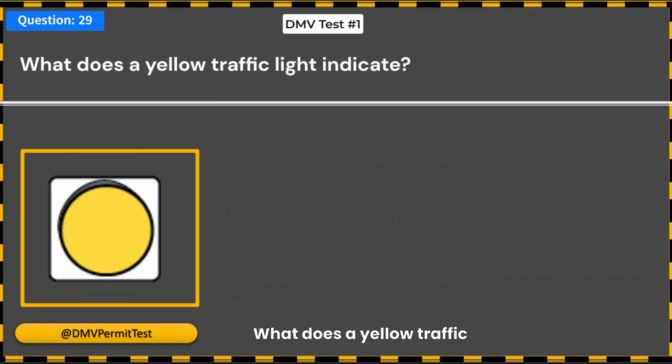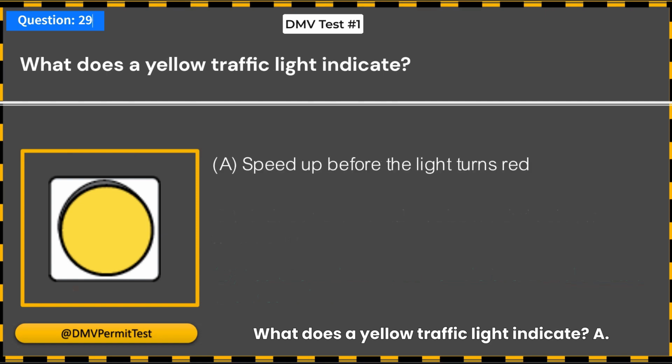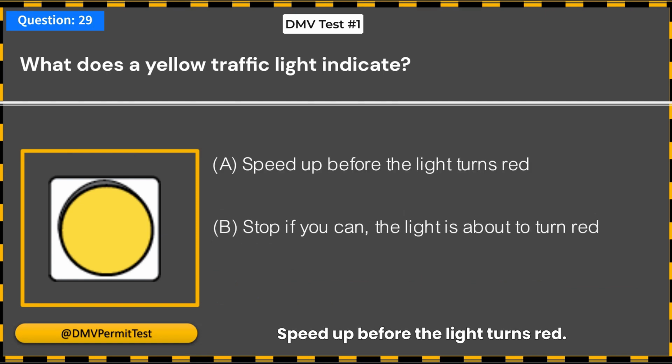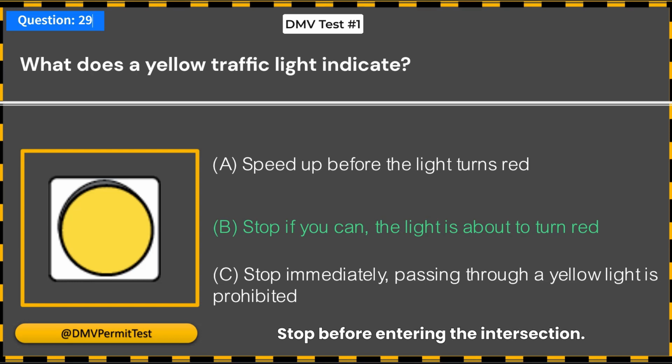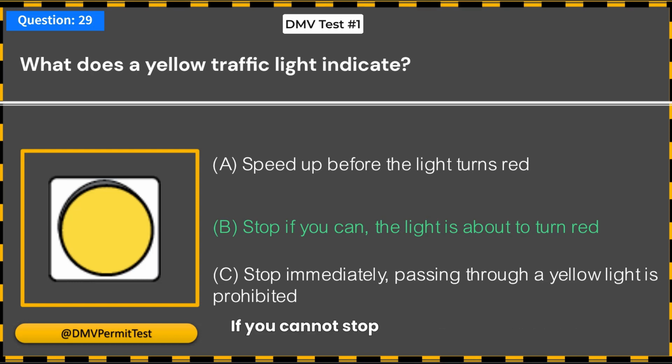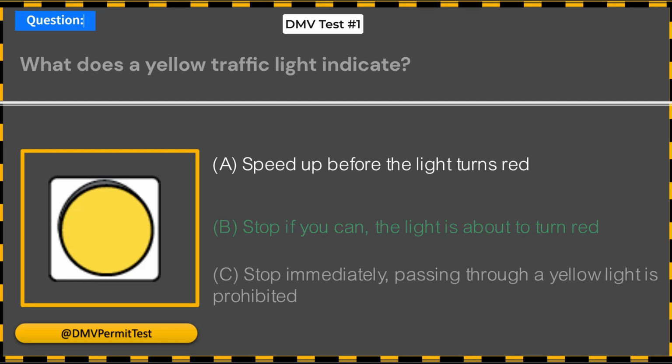What does a yellow traffic light indicate? A. Speed up before the light turns red. B. Stop if you can, the light is about to turn red. C. Stop immediately, passing through a yellow light is prohibited. Correct answer, B. A steady yellow signal warns you that the signal is about to turn red. Stop before entering the intersection. If you cannot stop safely, drive carefully through it.